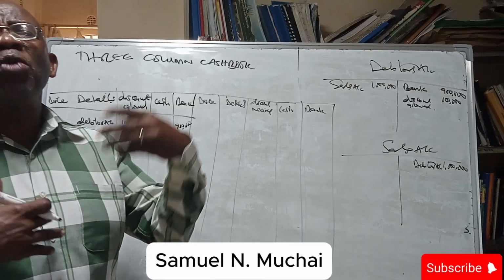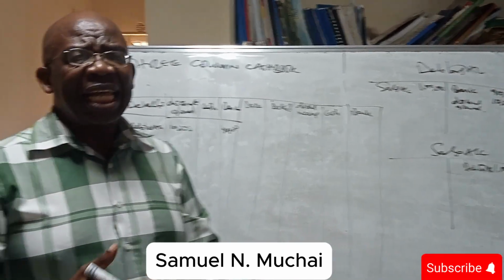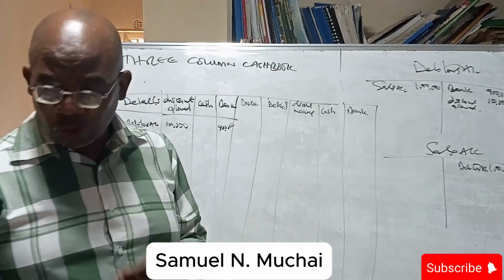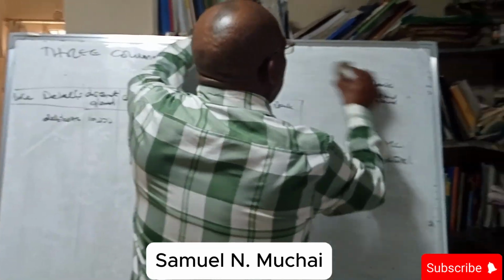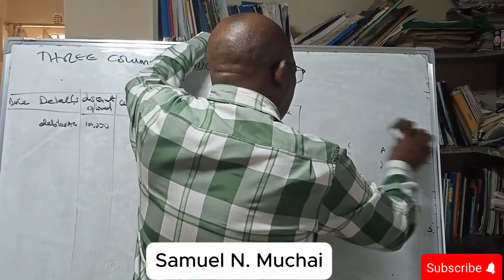What about if we buy on credit and the supplier supplies goods to us on credit? If we buy goods on credit, we are doing purchases.